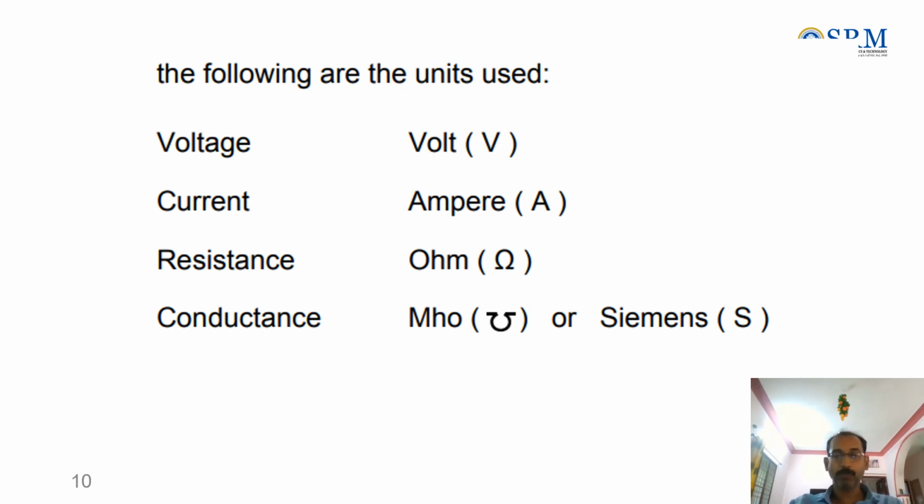The flow of electrons is called current. That is measured with the help of an ammeter. The unit is ampere. Resistance, of course, is measured in ohms. Conductance is the reciprocal of resistance; its unit is mho, or you can call it Siemens.